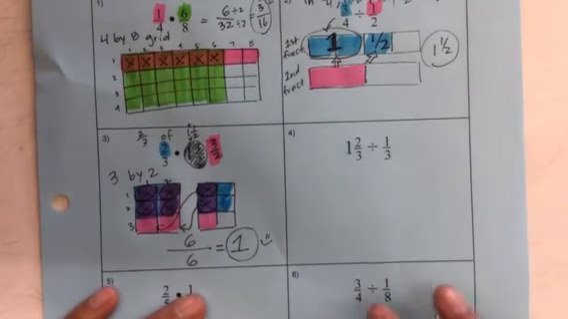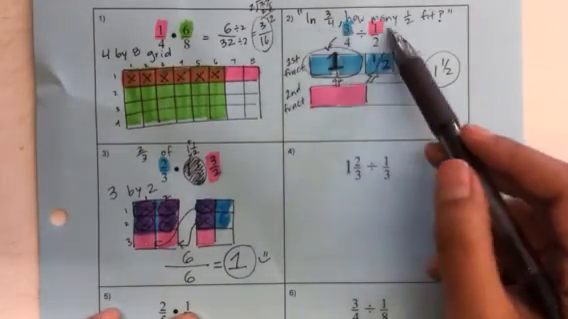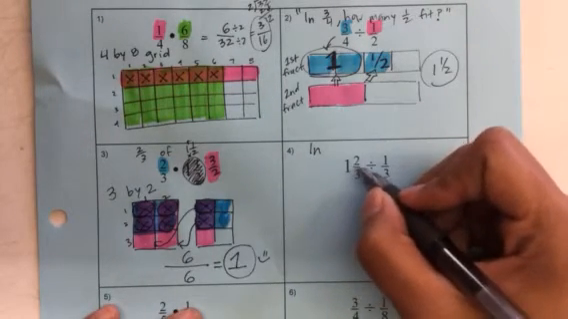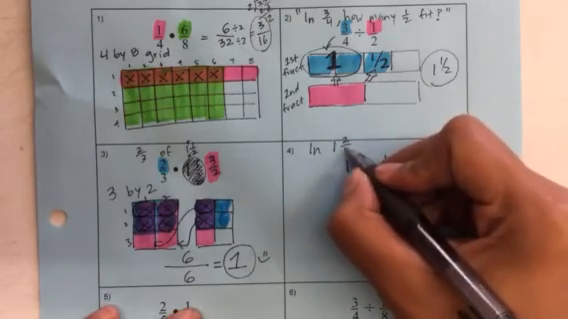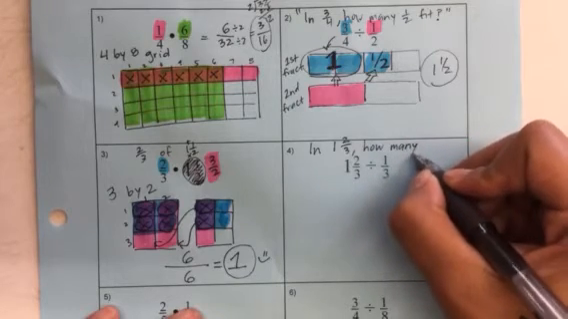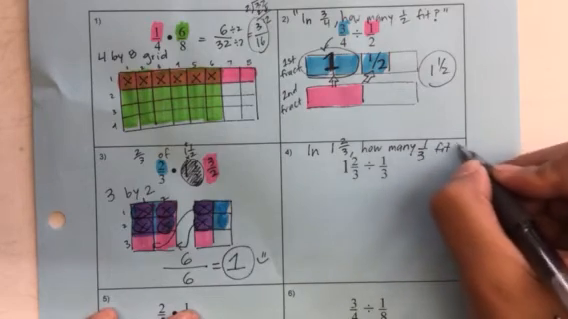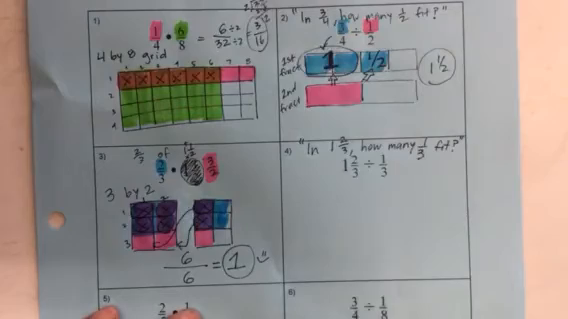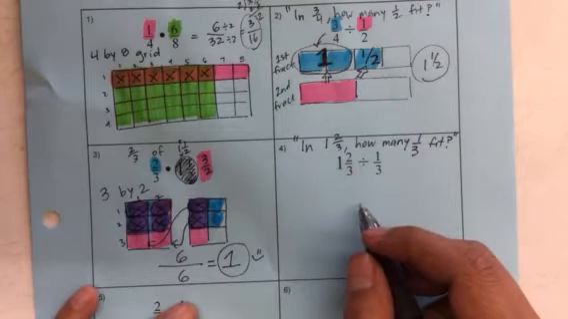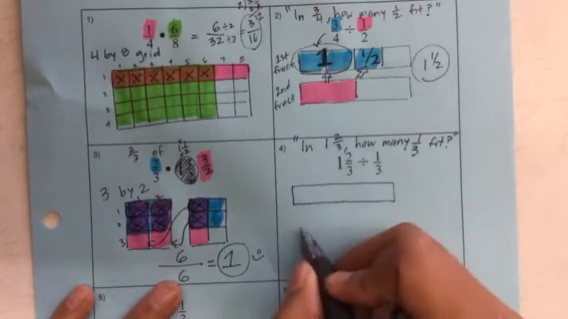Okay, let's go back to number 4. This is division. So look above, you can see here, let's read this. In 1 2/3, how many 1/3 fit? How many of these fit? So you have to ask yourself this. Okay, the first step in dividing fractions is drawing 2 blank grids. 1, 2.